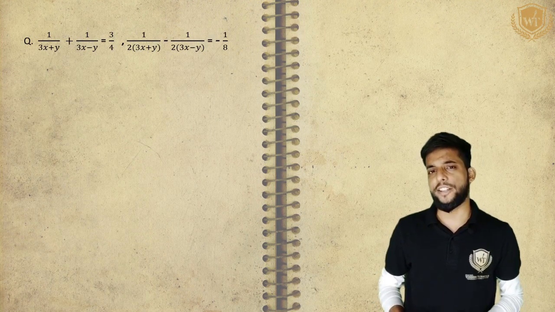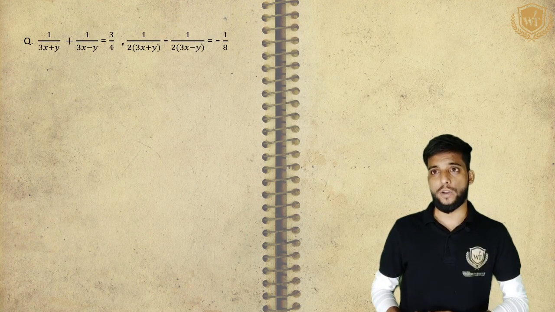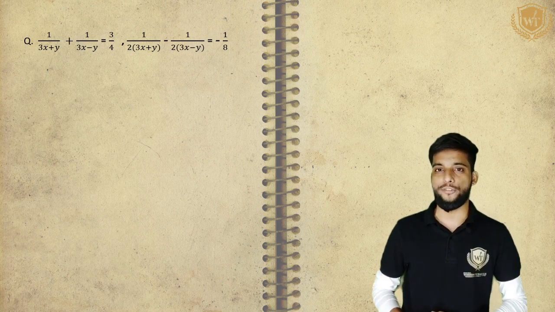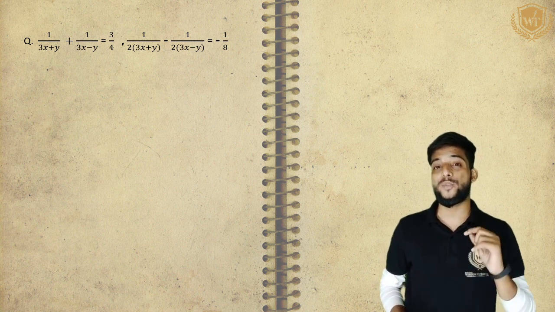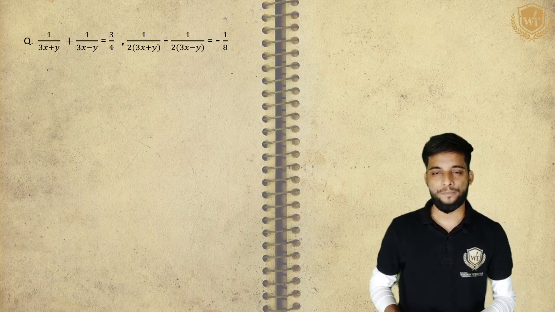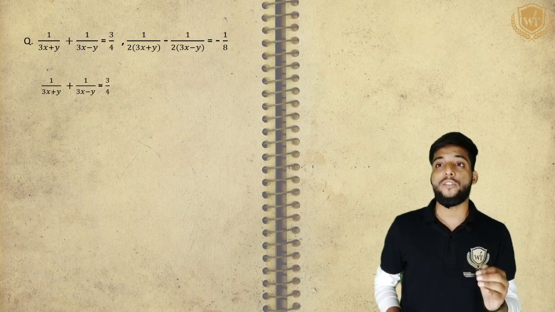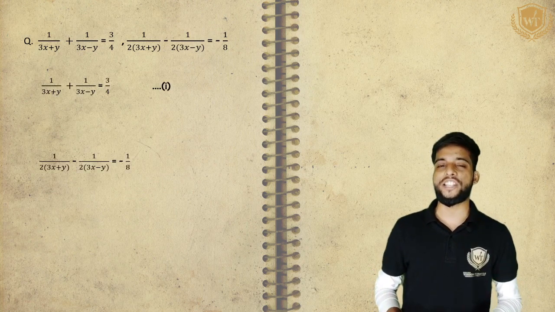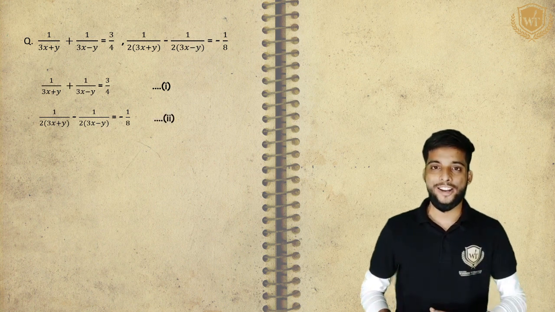Let us take one more example of the same type. The question is 1 upon 3x plus y plus 1 upon 3x minus y equals to 3 upon 4, and 1 upon 2 into 3x plus y minus 1 upon 2 into 3x minus y equals to minus 1 upon 8. Step number 1 is the same. We are going to number the equations. Equation number 1 and equation number 2.